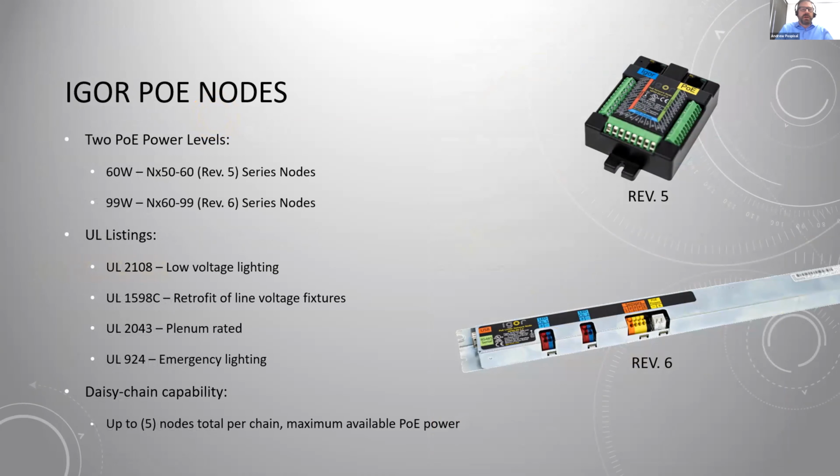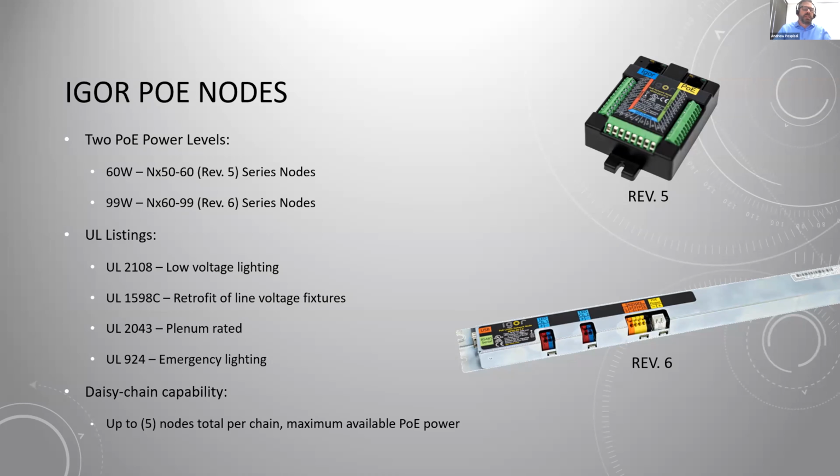So Igor PoE nodes. When we talk about a node, this would typically replace your typical line voltage driver in a fixture. But these can do a lot more than your typical line voltage driver. As you can tell by the number of terminal blocks on these nodes, we have a lot of I/O capability, well beyond just the basic driver functionality. Right now, Igor has two primary series of PoE nodes. We have what we call our Rev 5 series, which is our 60 watt standard series, and then our more recent Rev 6 series of nodes, which allows for up to 99 watts of input power.